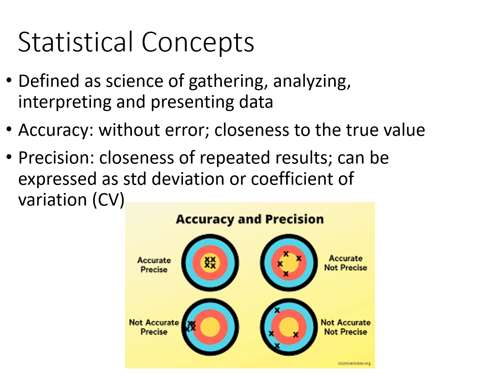Statistics is defined as the science of gathering, analyzing, interpreting, and presenting data. Accuracy is without error, or closeness to the true value. The measured value is closest to the true value, whereas precision is the closeness of repeated results. Think about reproducibility. This can be expressed as standard deviation or coefficient, and typically we use precision, which equals coefficient of variation.